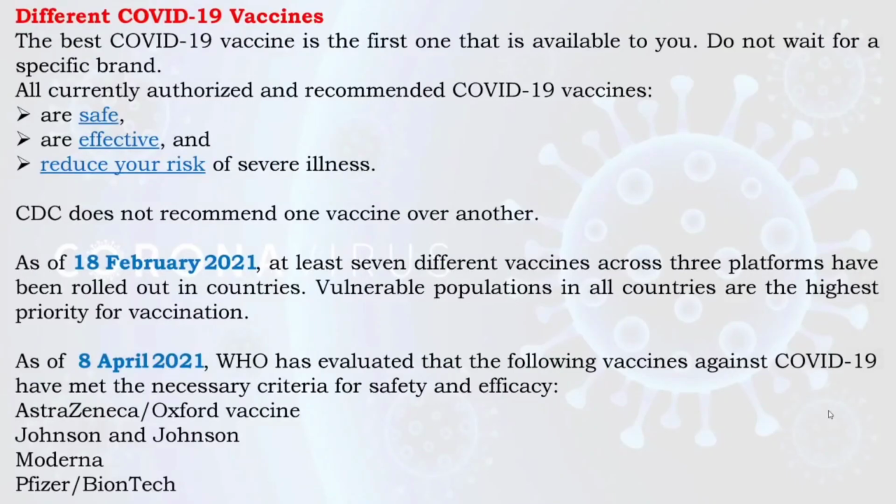Different COVID-19 vaccines. The best vaccine is the first one that is available to you. Do not wait for a specific brand. All currently authorized and recommended COVID-19 vaccines are safe, effective, and reduce your risk of severe illness. CDC does not recommend one vaccine over another. As of February 18, 2021, at least 7 different vaccines across 3 platforms have been rolled out in countries. Vulnerable populations in all countries are the highest priority for vaccination.